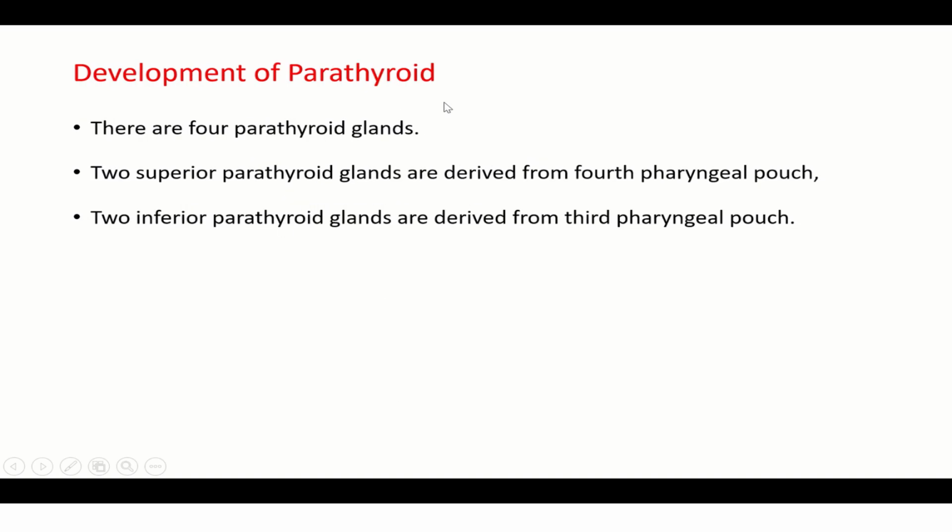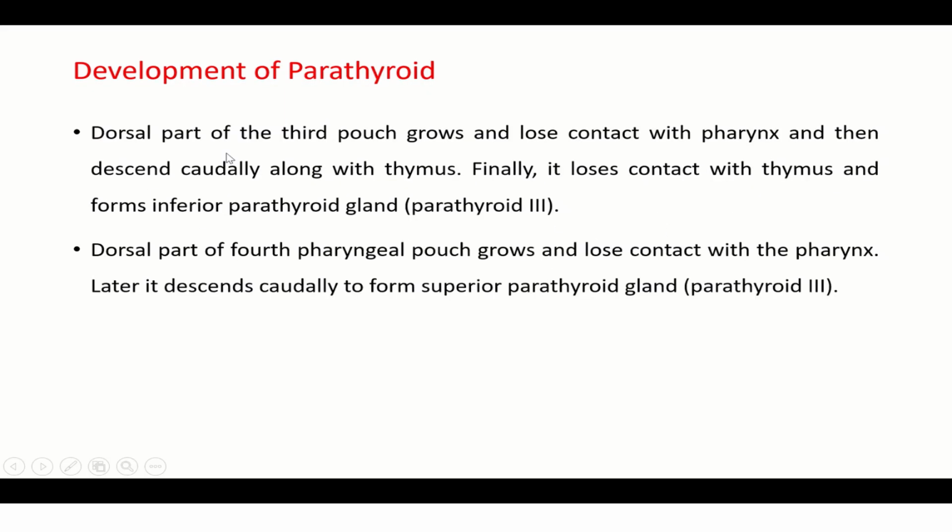Now coming to the development of the parathyroids, there are 4 parathyroids, a pair of superior and a pair of inferior. The 2 superior parathyroid glands are derived from the 4th pharyngeal pouch, and the 2 inferior parathyroids are derived from the 3rd pharyngeal pouch. The dorsal part of the 3rd pouch grows and loses contact with the pharynx and then descends caudally along with the thymus. Finally, it loses contact with the thymus and forms the inferior parathyroid gland.